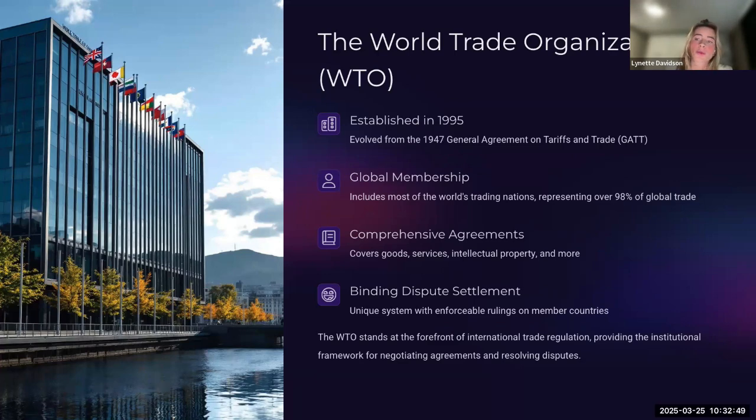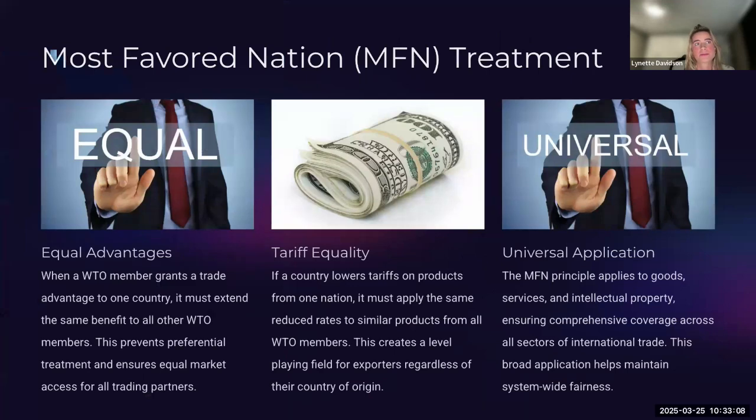And now there are some core principles created as well to help countries work together. And these principles are really important. And we're going now to discuss them. And then we're also going to think about whether these principles are absolute or if maybe there are exceptions. The first one is the most favored nation treatment.